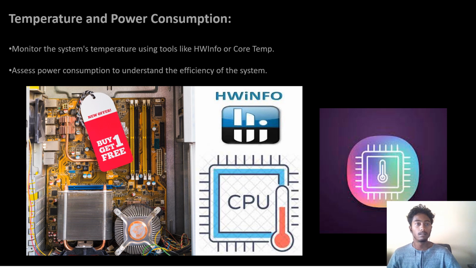The seventh one, which is the last one, is temperature and power consumption. This monitors the system's temperature using tools like HWiNFO or CoreTemp. These are two software tools used to monitor the system's temperature and assess power consumption to understand the efficiency of the system. So here we can see the HWiNFO icon, and the one below is the normal Windows integrated tool which is used to study the system's temperature.